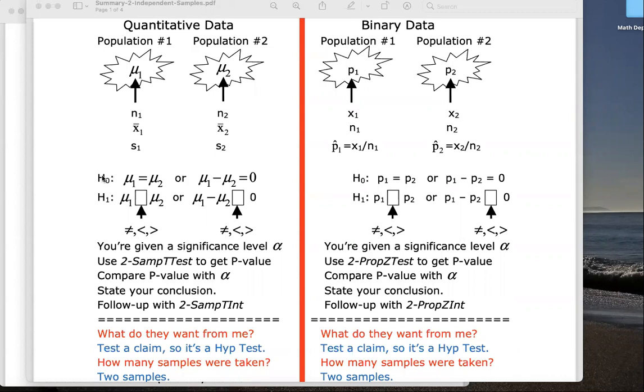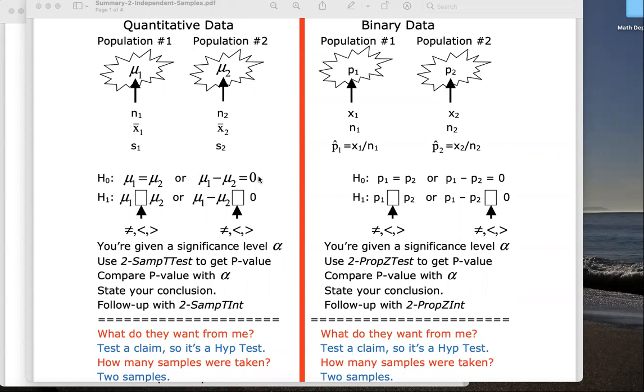And now you'll notice that your null hypotheses are easier to do when you've got two samples. The null value is always zero. The difference between your two parameters is always zero. Now you could write it this way for the null, or you could write it this way. Now, it's better to write it this way. It helps you more to write it this way when you're entering into your calculator. But when you follow it up with a confidence interval, this makes more sense.